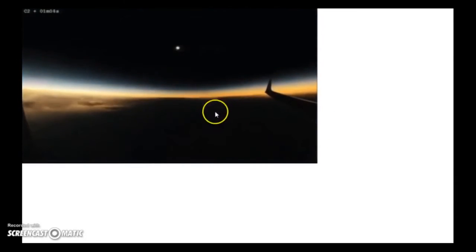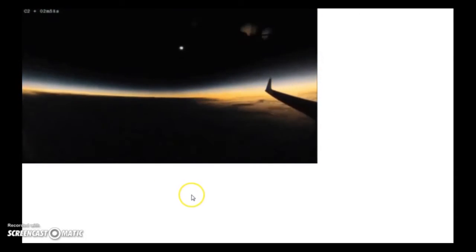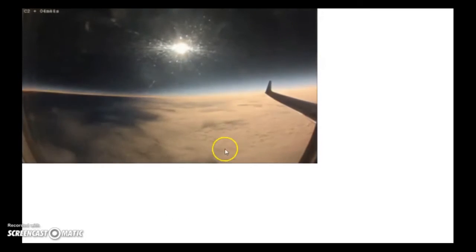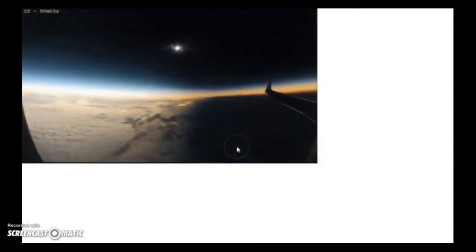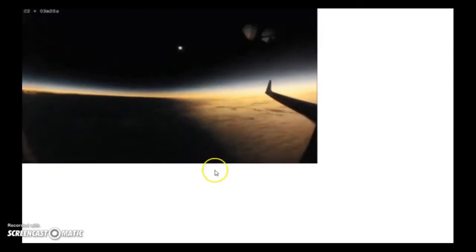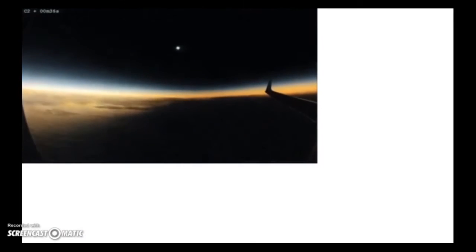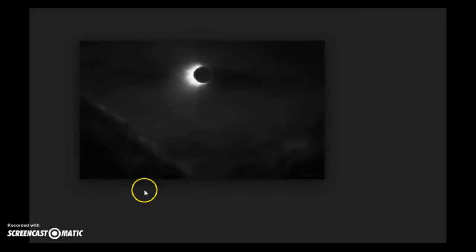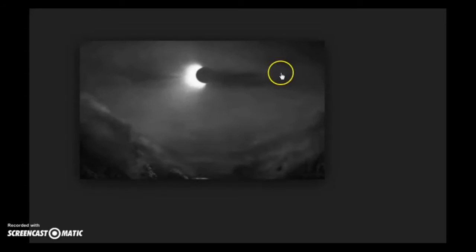This is out of an airplane window. You can see the shadow of the moon moving across the Earth. So if you're standing here, it would be just like nighttime. It would be so dark because the moon is blocking all that light out. Here's a different video. This one is taken from the ground. As the moon moves in front of the sun, it totally blocks out the sun.